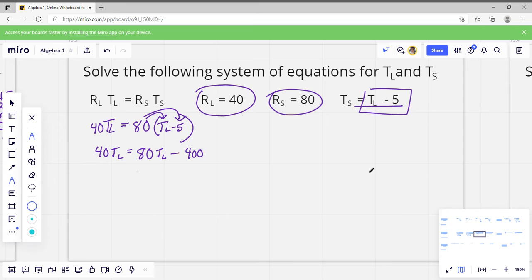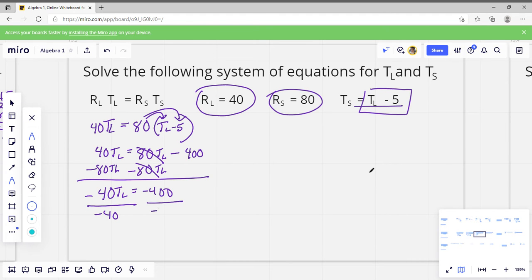Alright, so now we got to get those on the same side. That would be negative 40 TL equals negative 400. Now we're going to divide by negative 40. And that's going to come out to TL equals 10.